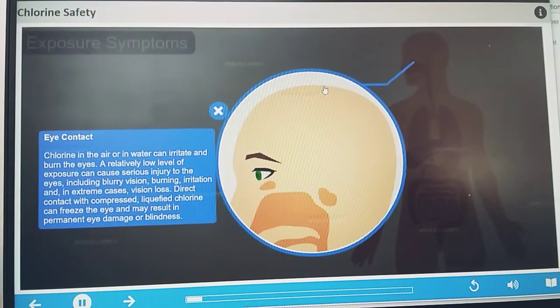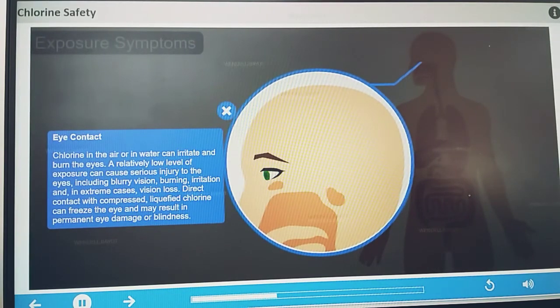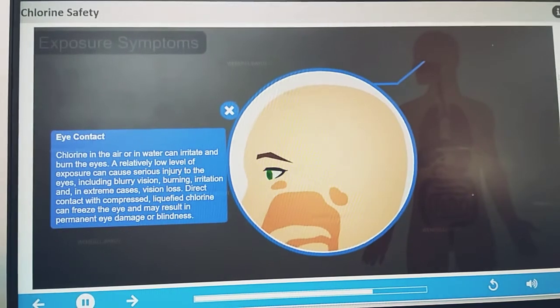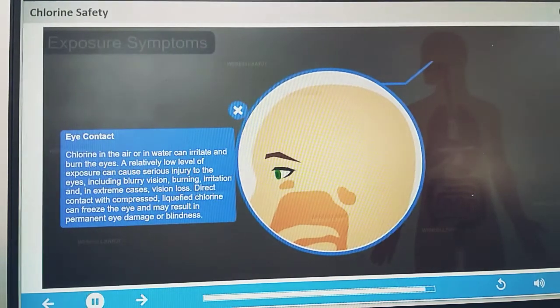Chlorine in the air or in water can irritate and burn the eyes. A relatively low level of exposure can cause serious injury to the eyes, including blurry vision, burning, irritation, and in extreme cases, vision loss. Direct contact with compressed liquefied chlorine can freeze the eye and may result in permanent eye damage or blindness.